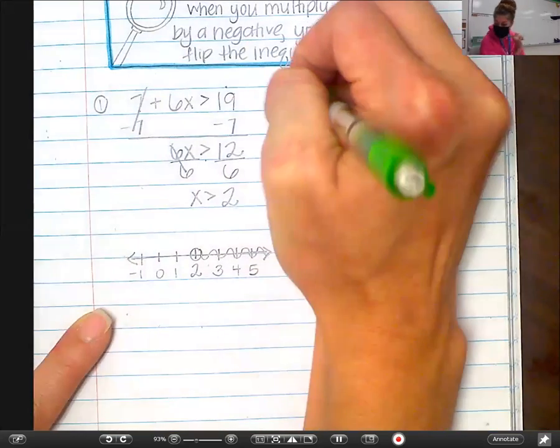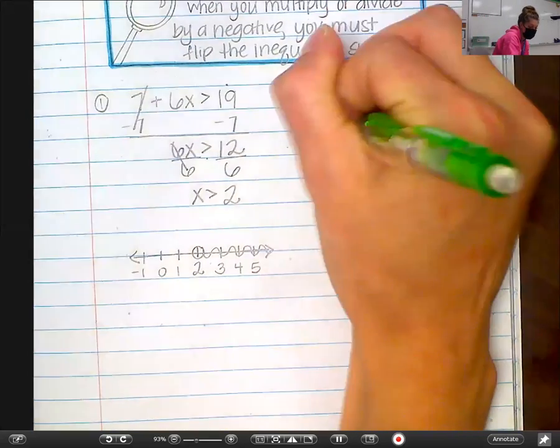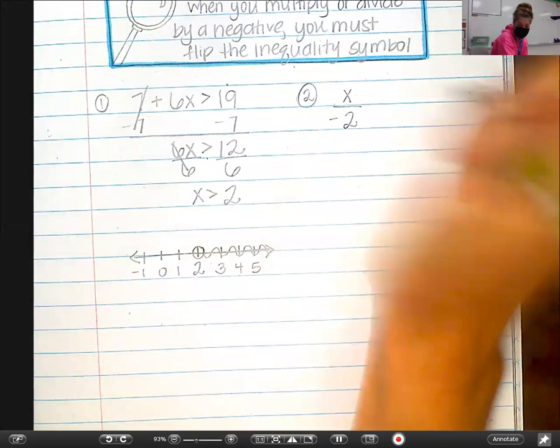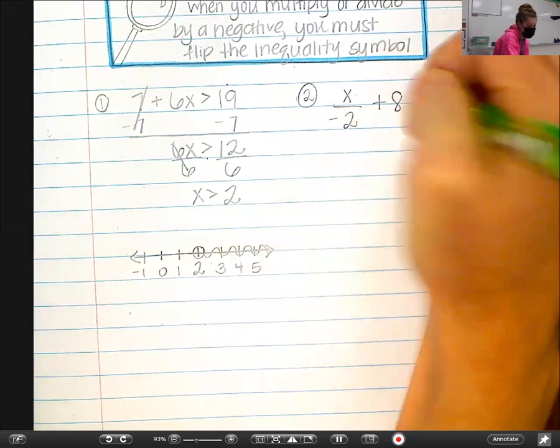Number 2. Let's do x over -2 plus 8 is greater than or equal to 10.